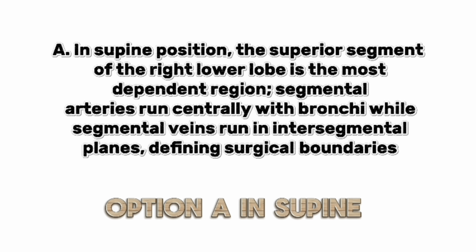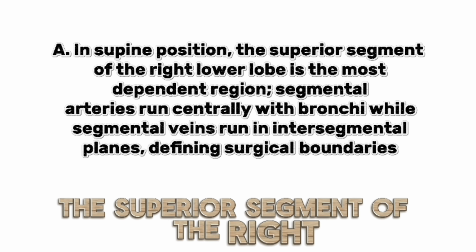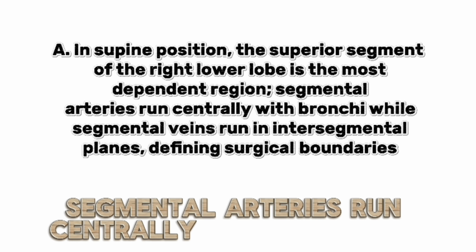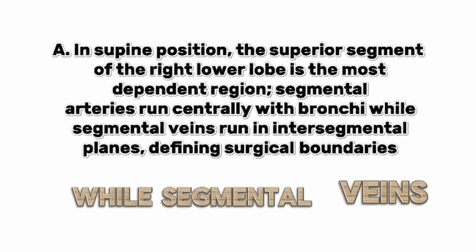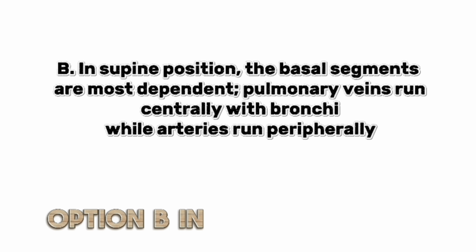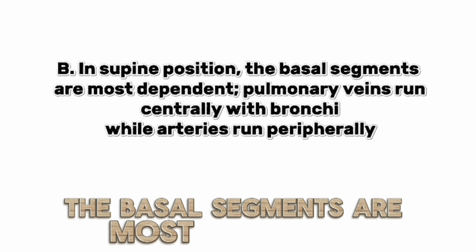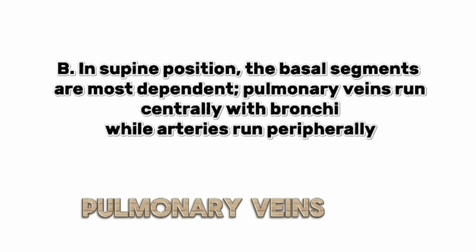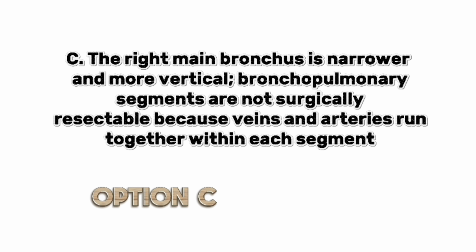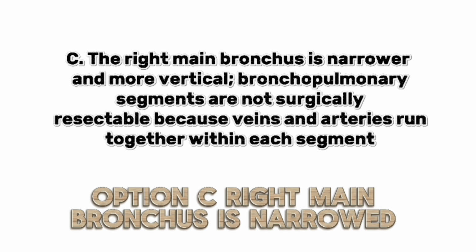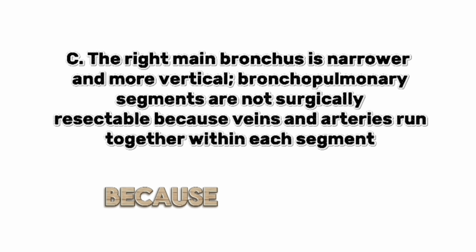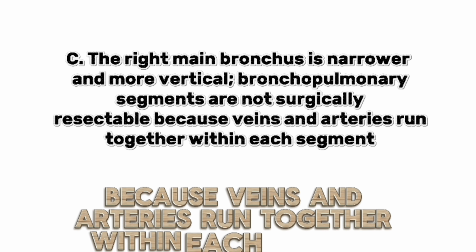Option A. In supine position, the superior segment of the right lower lobe is the most dependent region. Segmental arteries run centrally with bronchi, while segment veins run in intersegmental planes, defining the surgical borders. Option B. In supine position, the basal segments are most dependent. Pulmonary veins run centrally with bronchi, while arteries run peripherally. Option C. Right main bronchus is narrowed and more vertical. Bronchopulmonary segments are not surgically resectable because veins and arteries run together within each segment.